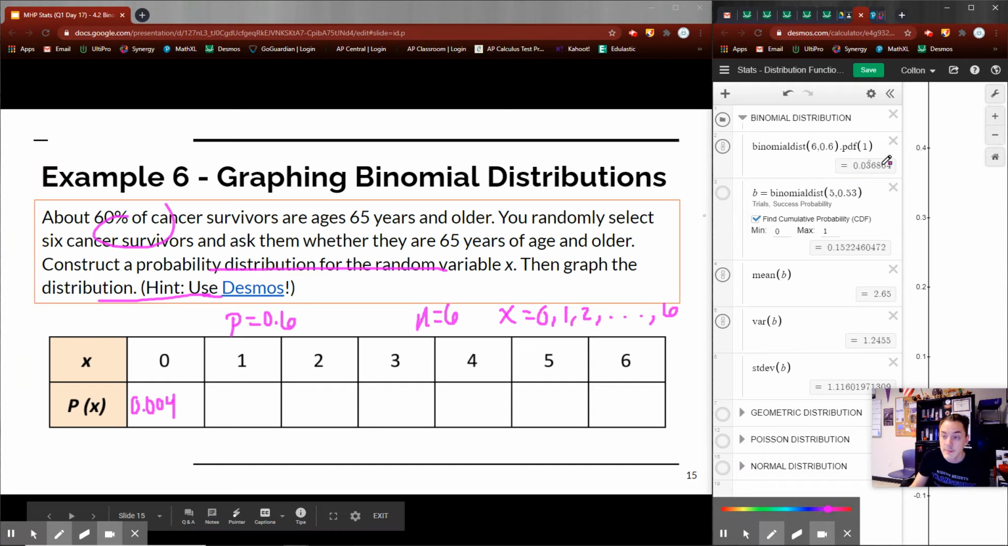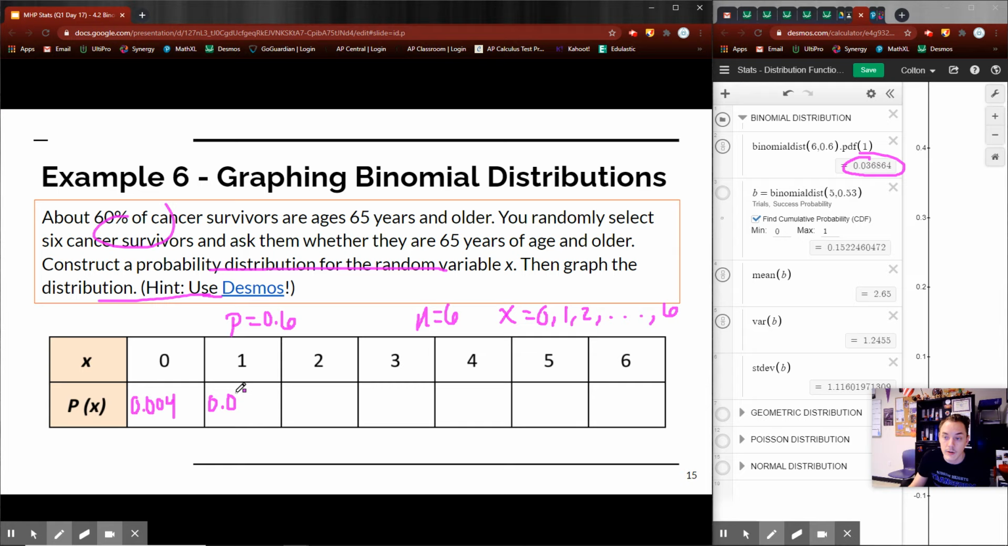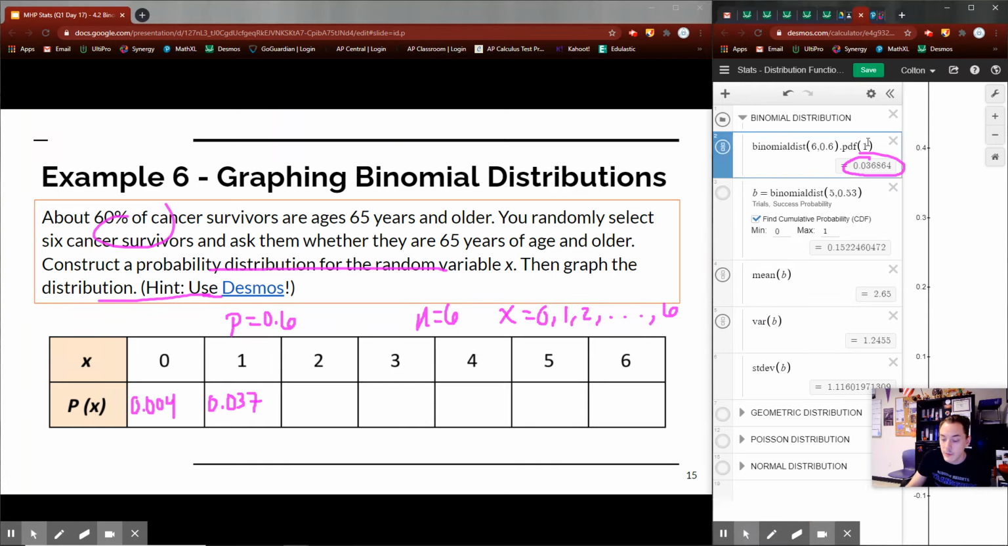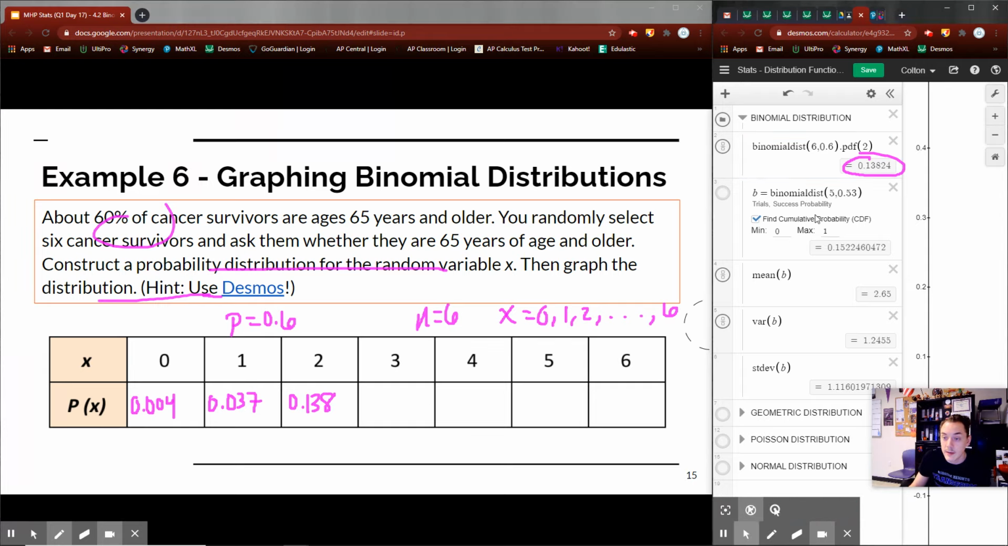So that means my probability is this right here. So that is 0.0 and then 37. Let's round it there. I go over here. I want to do 2. And so now it's 0.138. And then I keep going. I keep going to town.